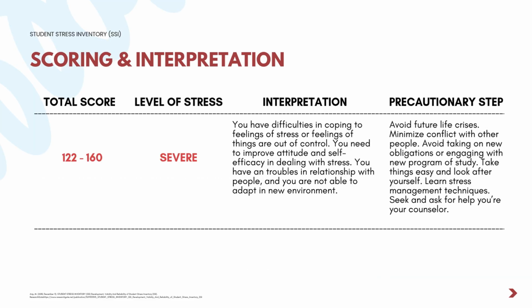A total score between 122 and 160 is classified as severe. This means you are facing critical levels of stress that are actively making it hard to handle your daily responsibilities, maintain relationships, or adapt to university life. If you are in this range, you are advised to try to minimize personal conflicts and avoid taking on any extra unnecessary responsibilities right now.